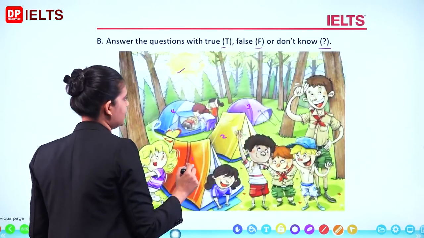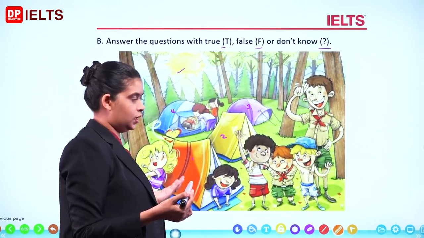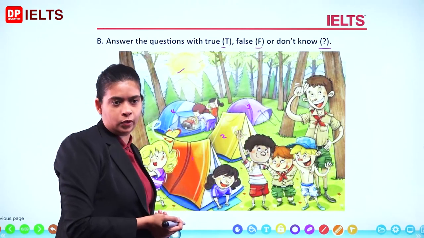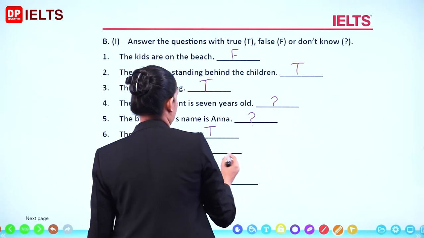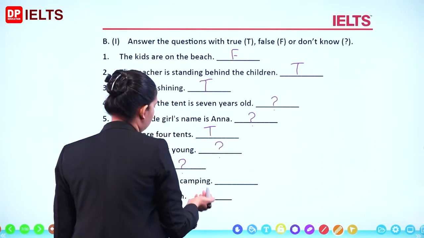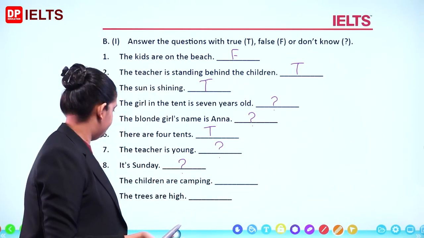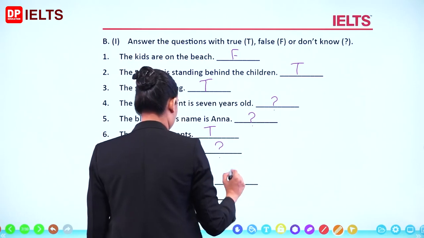The teacher is young. I don't know. I can't say whether he's young or old, because I can't tell from the back. So, I don't know his age. It's a Sunday. I don't know. The children are camping. That is of course true.